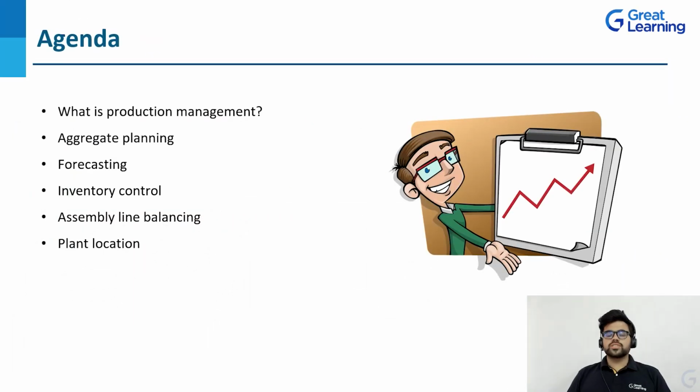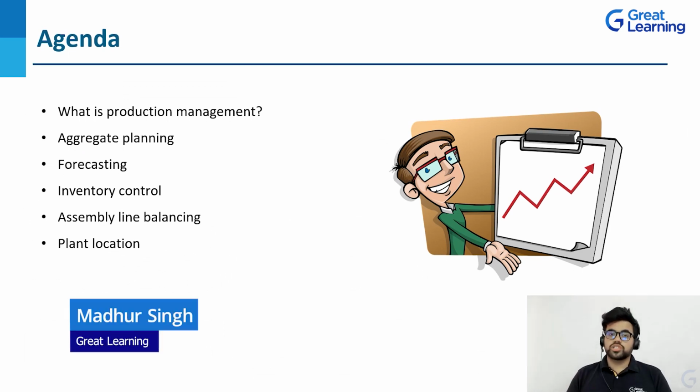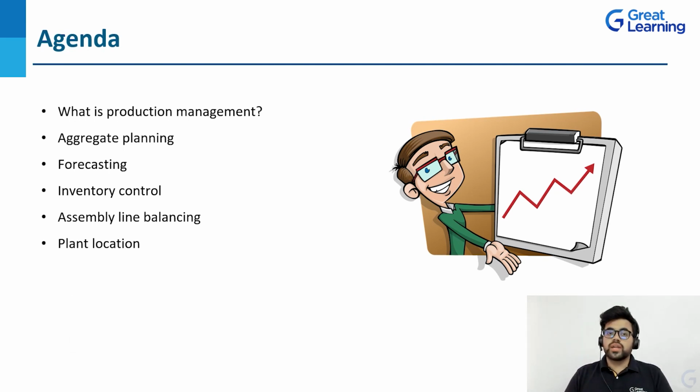Before moving on, let's talk about some of our learning objectives. So we will start by knowing what is production management, what are the functions of production management, and also the various components that are involved in production management. The various components we'll then study in detail about aggregate planning, what is the meaning of aggregate planning, how do you utilize the way in which aggregate planning is done.